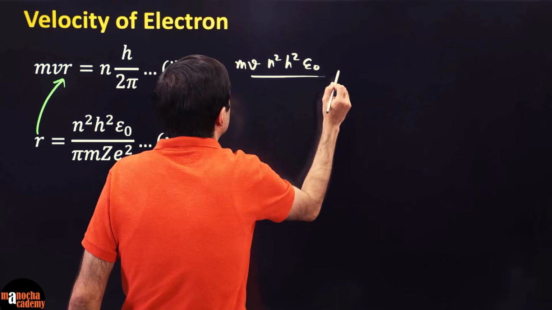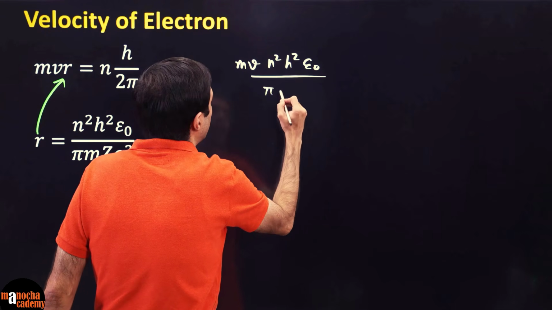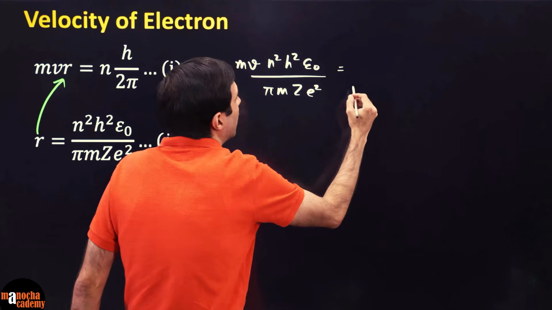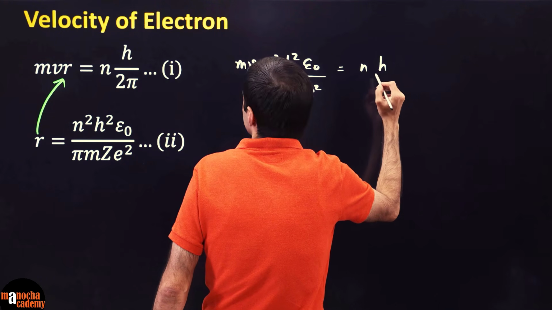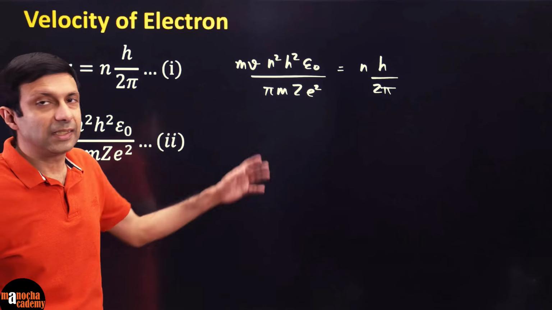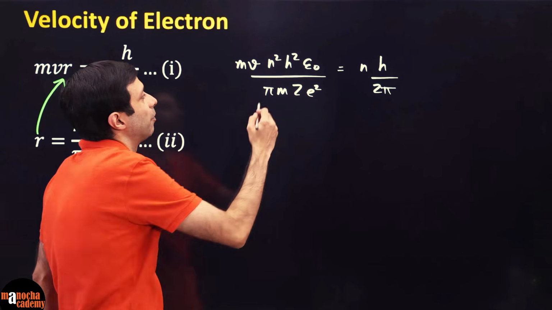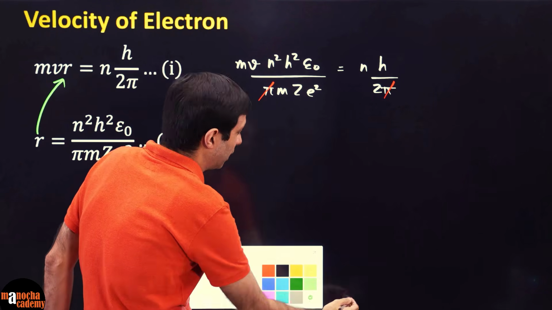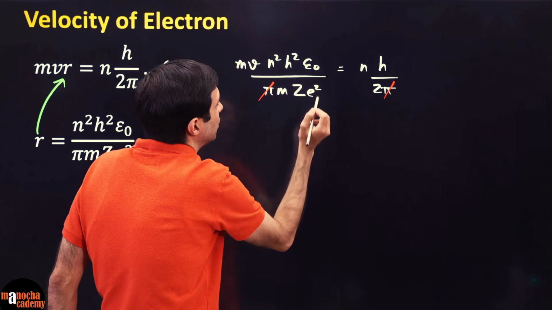I know these formulas are a little scary. Pi m z square, and on the right hand side we have nh by 2 pi. So guys, let's see what we can simplify over here. Pi and pi cancel out, so that's good. Please note that this is not a 2, this is a z, so I need to write it clearly.